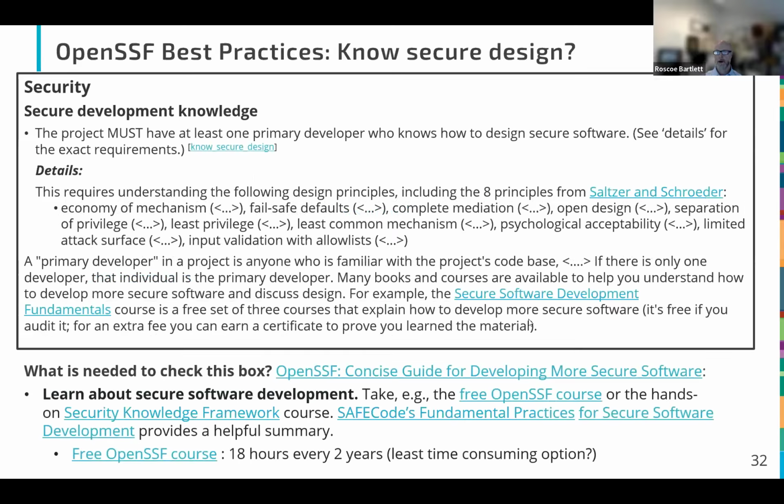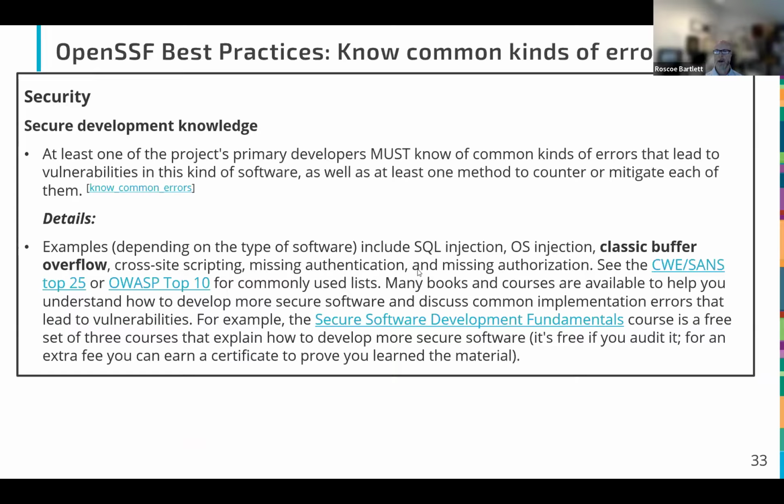All right, let's talk about "know secure design." So why did I not click OK on this? Because they talk about some general issues. A lot of these things I was aware of. A lot of them, I don't have a security background. And then they mention these courses. The shortest course that is mentioned and recommended here is this free OpenSSF course, and it's 18 hours of work every 2 years. That's the least time-consuming option. The other ones are much more time-consuming efforts. Is that reasonable for us? I don't know. Let's talk about that in a minute here.